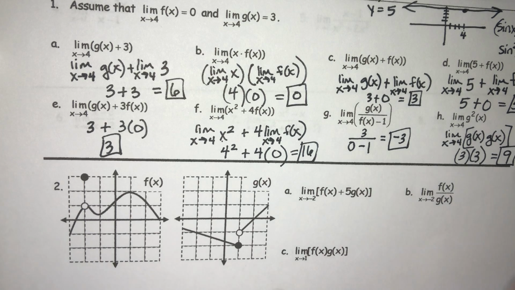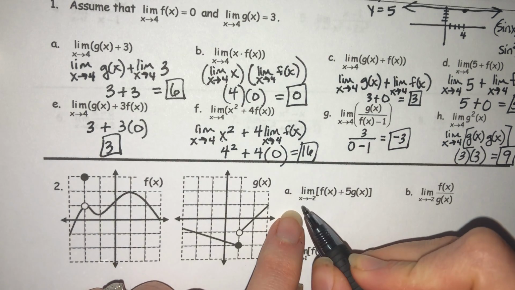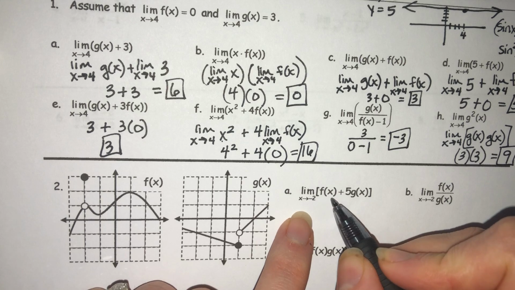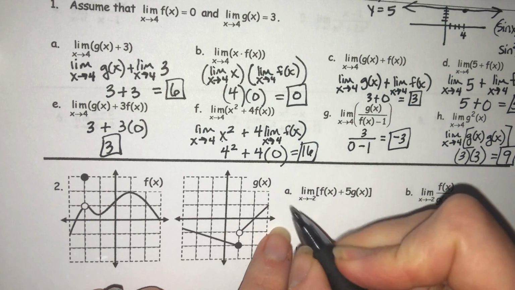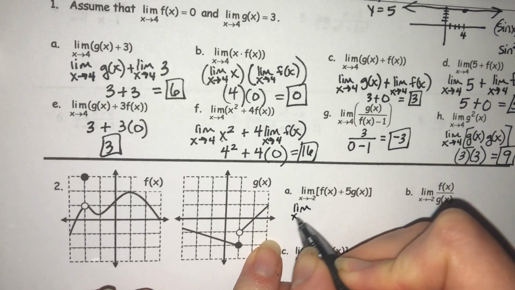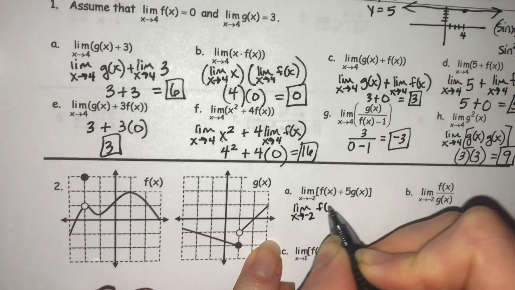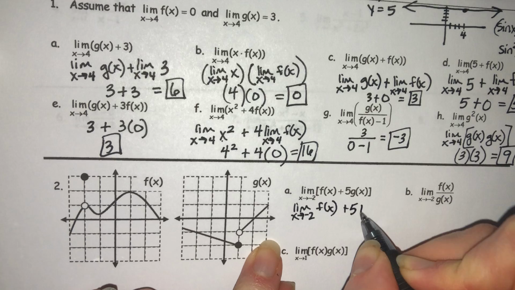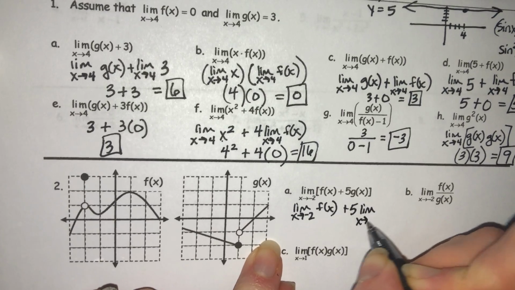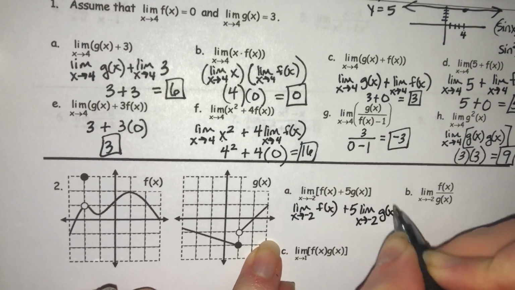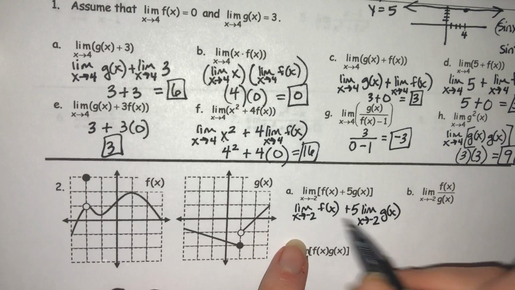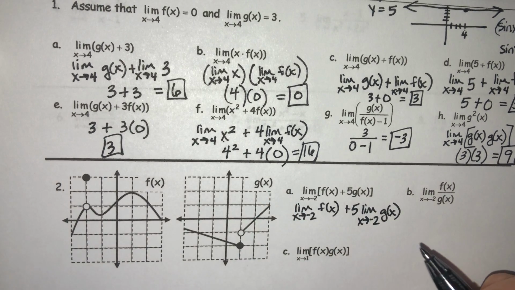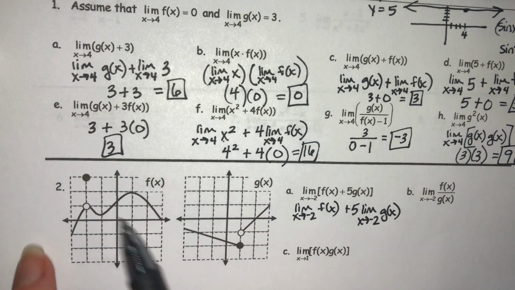So, part A, the limit as x approaches -2 of f of x. So let's go to our f of x graph. Well, limit as x approaches -2 of f of x, then we're going to go plus 5 times the limit as x approaches -2 of g of x. So I did the scalar multiple rule, and then we've got this addition separation thing going on. So let's look at our f of x graph.